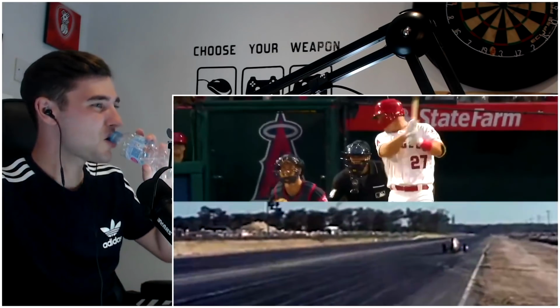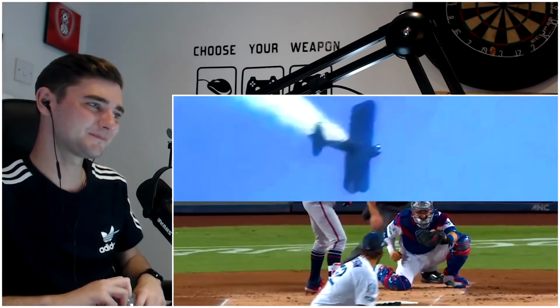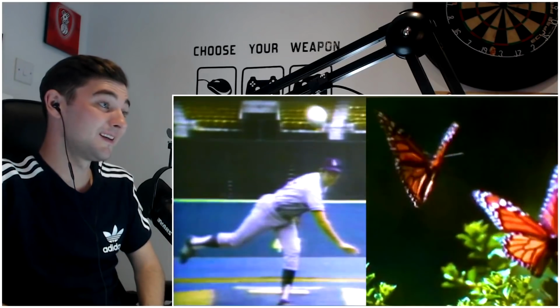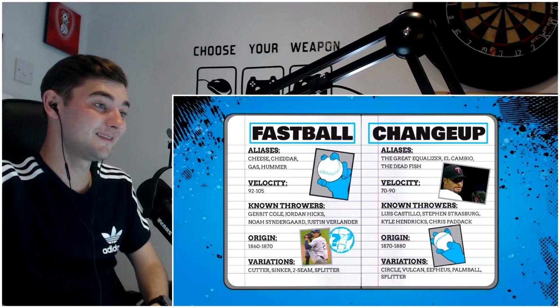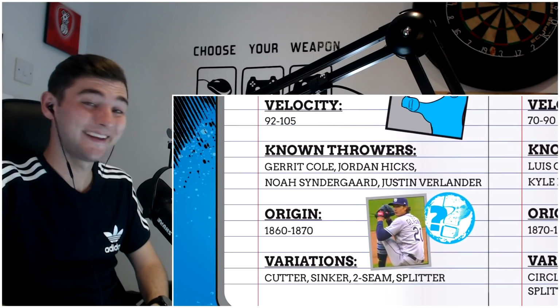Challenging a batter. Fastballs use speed. Changeups are all about timing. Okay. Breaking balls rely on movement. That makes sense. Knuckleballs, we'll come back to those. First up, good old number 1, the heater, cheddar, gas, the fastball.